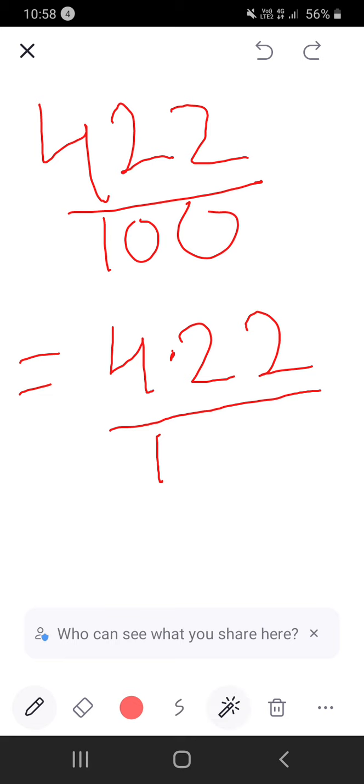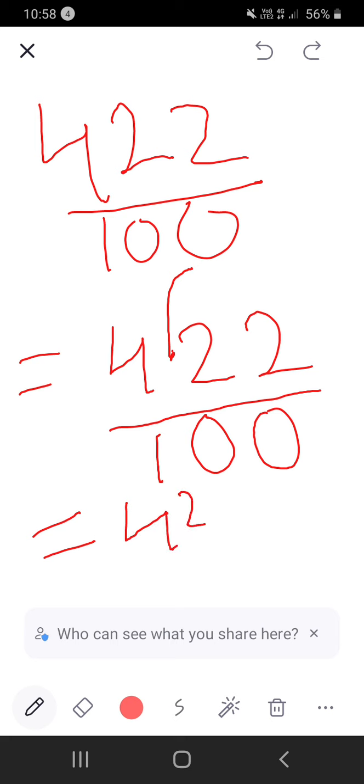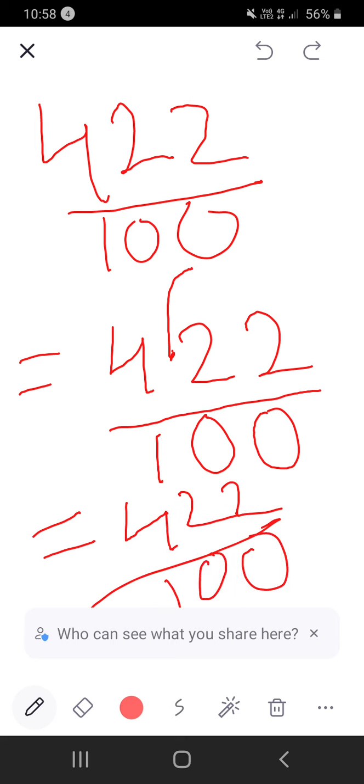Okay, now children, we have to count the number of digits. You can see there are two digits, so we will put two zeros at the divisor. So the decimal will be cancelled and the final answer will be 422 by 100. Okay, so children, this is proof that we have again reached our same question. So children, I have explained the two questions, 1 and 2. You will be asked only one of these: either convert from fraction to decimal or decimal to fraction.